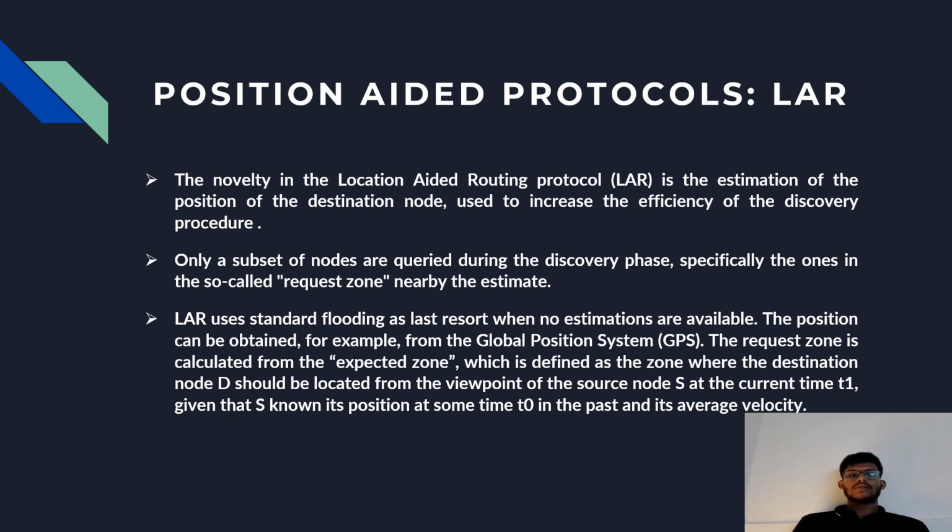The request zone is calculated from the expected zone, which is defined as a zone where the destination node D would be located from the viewpoint of the source node S at the current time T1, given that S knows D's position at some time T0 in the past and its average velocity.